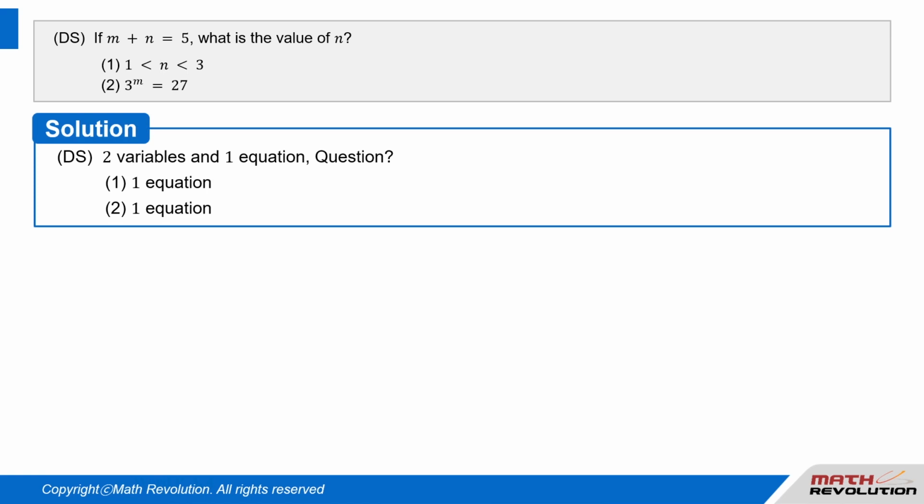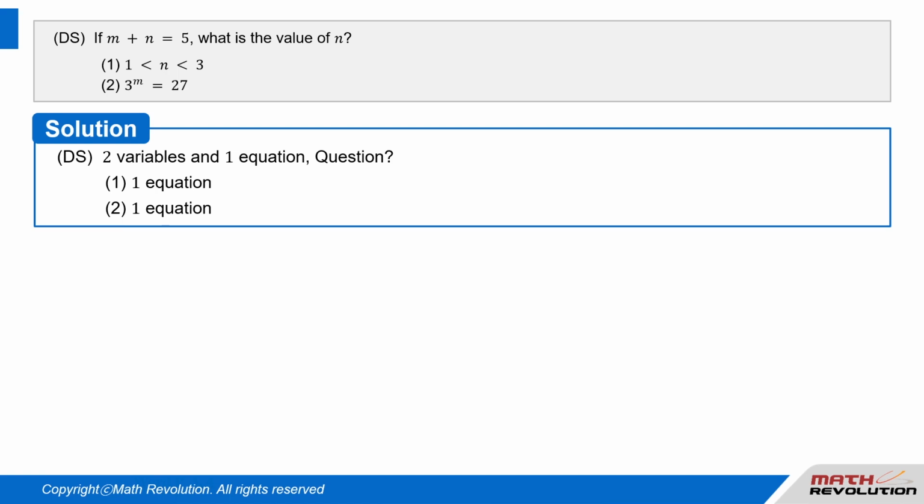Solution. Now we will solve this DS question using the variable approach. DS, 2 variables and 1 equation. Question. Condition 1, 1 equation. Condition 2, 1 equation. DS question with 2 variables and 1 equation. Let the original condition in a DS question contain 2 variables and 1 equation.